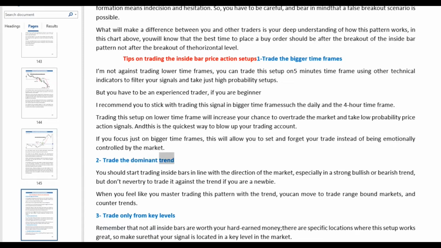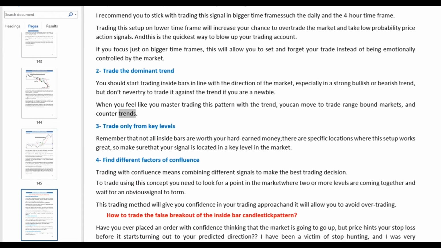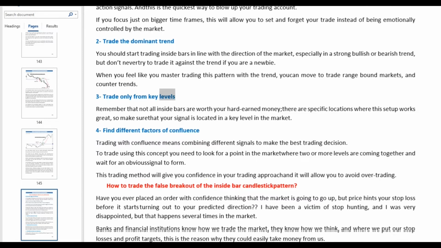2. Trade the dominant trend. You should start trading inside bars in line with the direction of the market, especially in a strong bullish or bearish trend, but never try to trade against the trend if you are a newbie. When you feel like you have mastered trading this pattern with the trend, you can move to trade range-bound markets and counter trends.